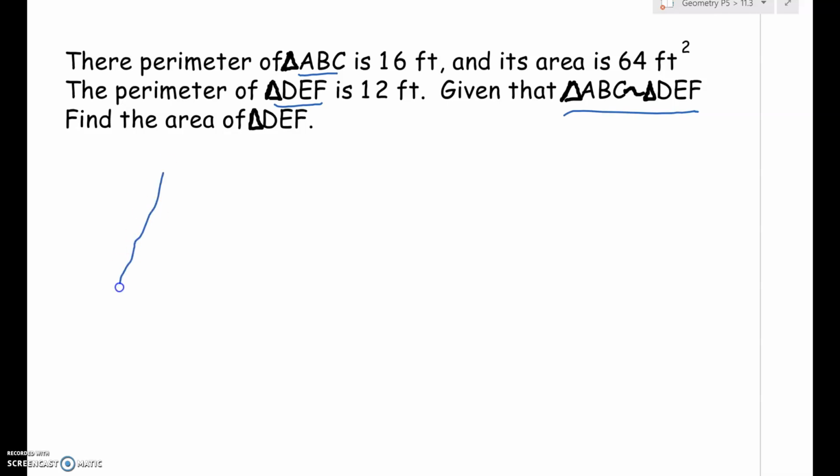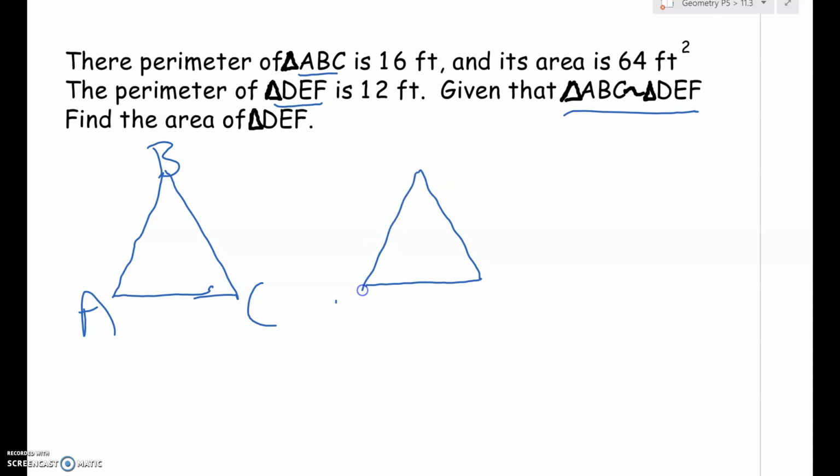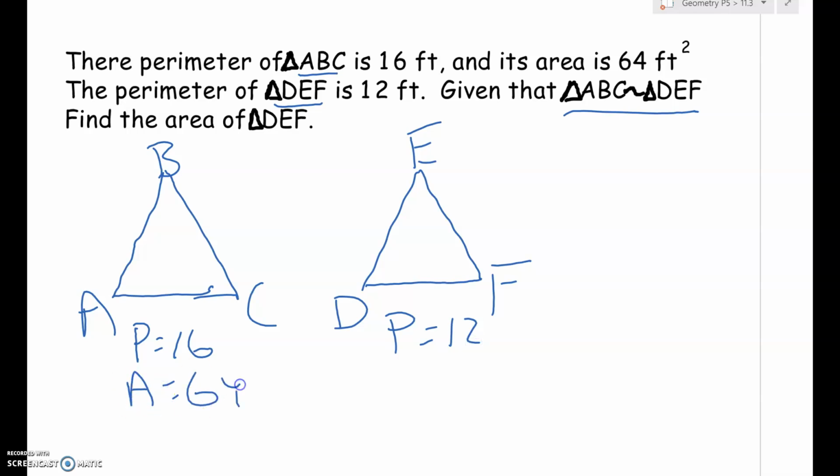It really doesn't matter. I'm going to make, oh, this is a lovely triangle. ABC. And then, we're going to make DEF over here a little bit smaller. DEF. In this case, I don't know any of the sides like the last problem, but I know the perimeter is 16, and here the perimeter is 12. I also know the area is 64. Okay, and yeah, that is feet squared. We'll worry about that in a minute.